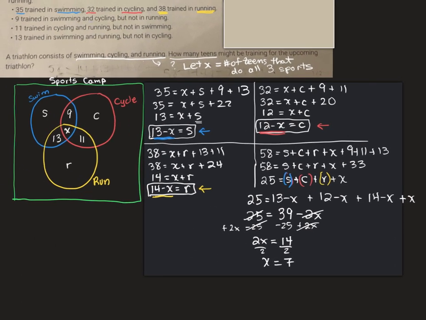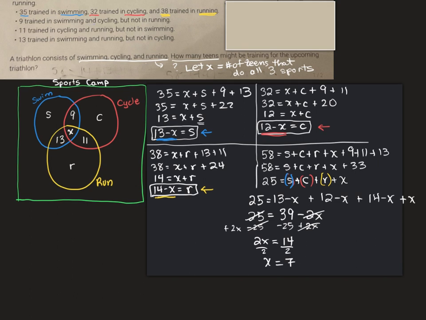Well, what was x? We defined x as the number of teens that did all three, and that is what the question's asking: how many teens might be training for the triathlon, which is all three sports? And that would be 7. So 7 teens for triathlon.